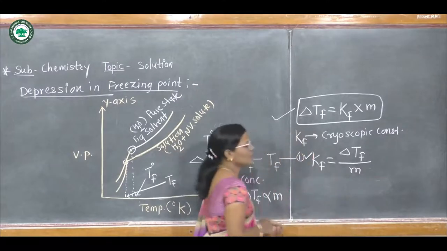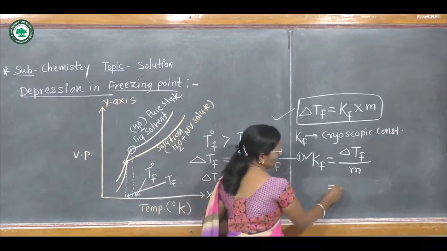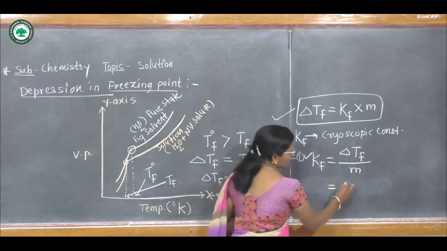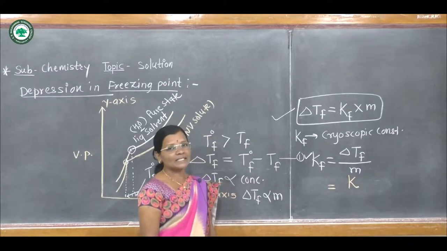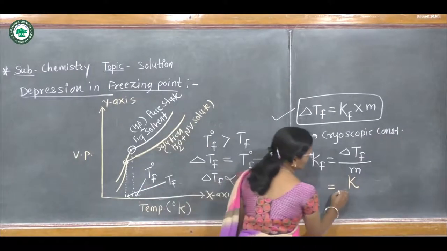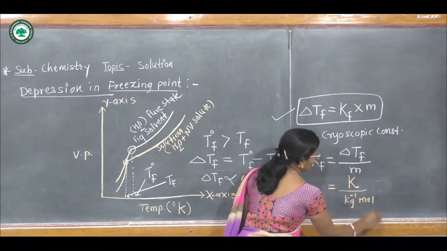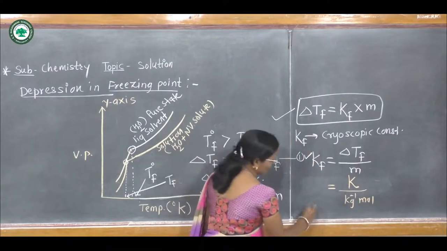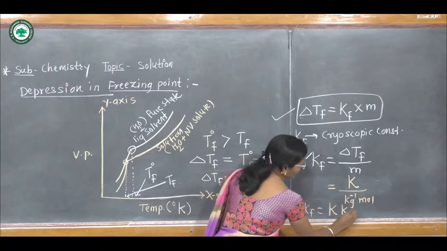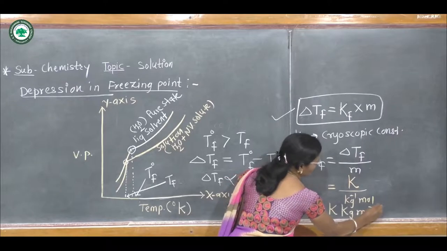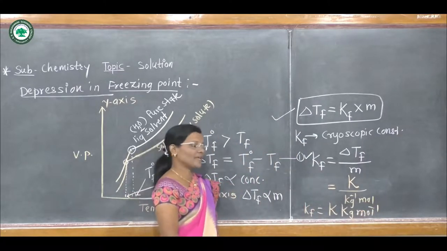Let us see the unit for Kf. Here ΔTf is the change in temperature, which is expressed in terms of Kelvin, and molality is expressed in terms of moles per kg. So the units for Kf are Kelvin kilogram per mole. This is the cryoscopic constant, and this unit is very important.